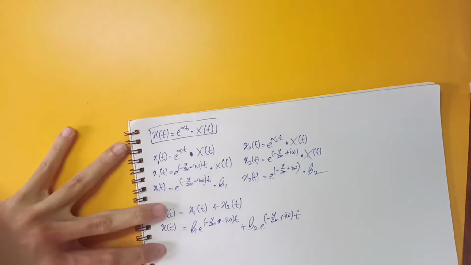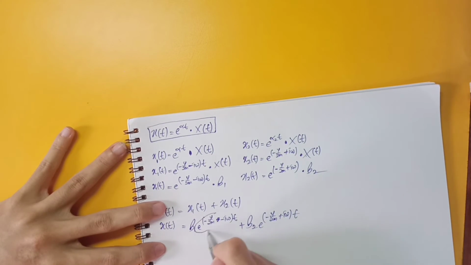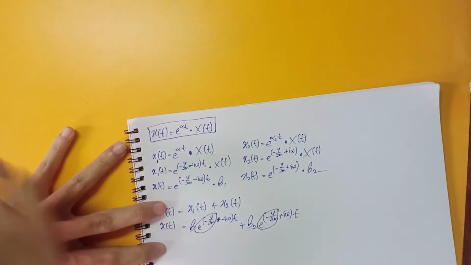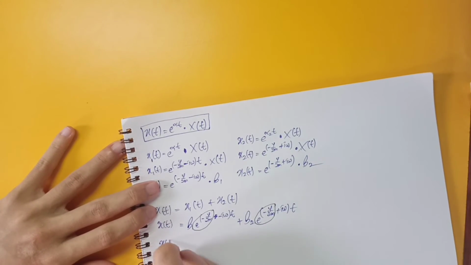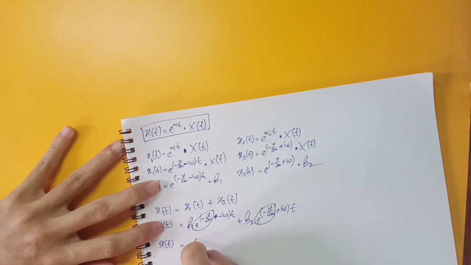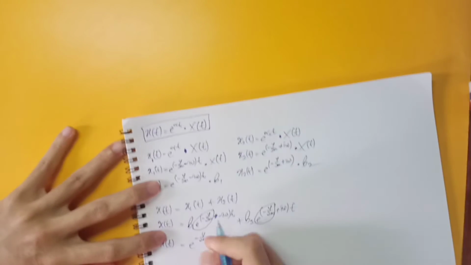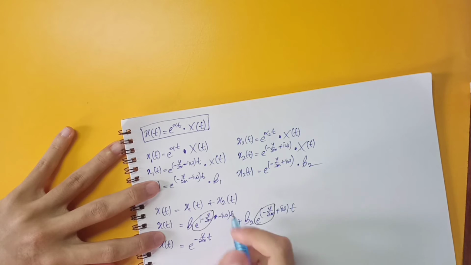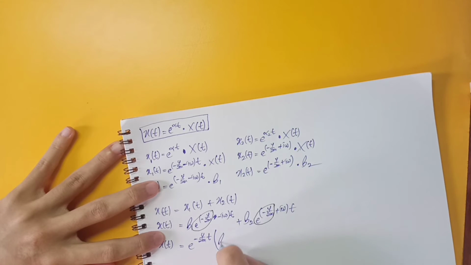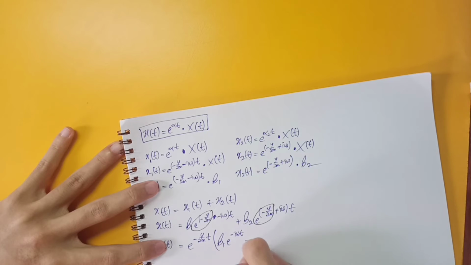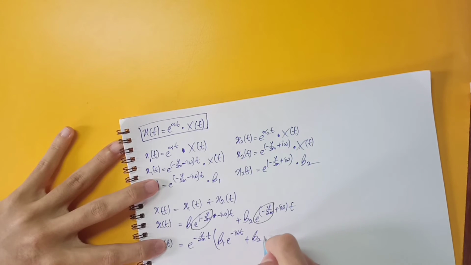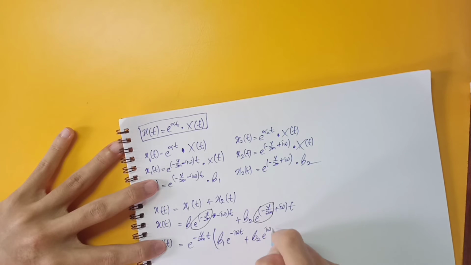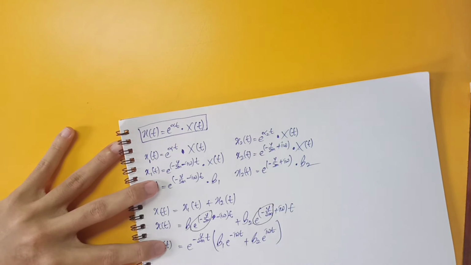Now I want to factorize. As this one is the same, right? This one is the same. So you get that x(t) is equal to exponential power of negative gamma over 2m times t, times, open bracket, v1 exponential power of negative i omega t, plus beta 2 exponential power of i omega t.